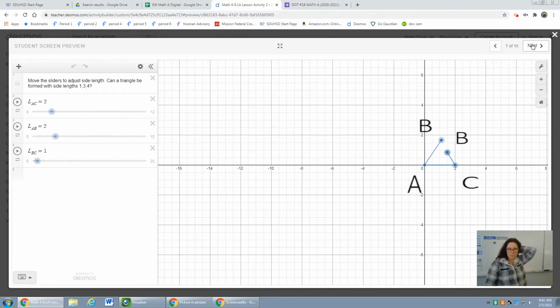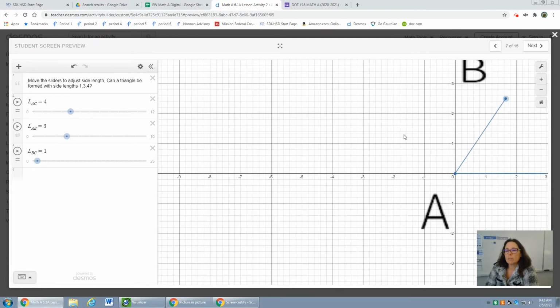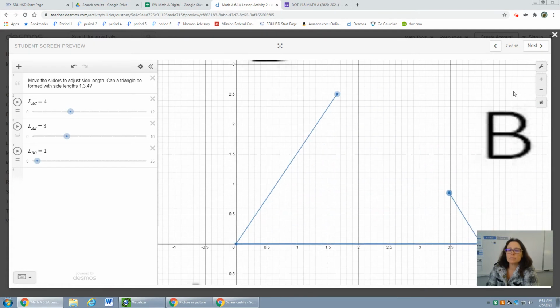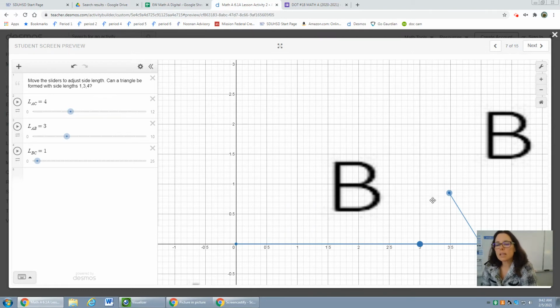Okay, the next one, 1, 3, 4. Doesn't matter which one you let be 1 and which one you let be 3, which one you let be 4, that doesn't matter. Let me blow this up. What do you think? This kind of just closes down on itself, doesn't it? Where did that one line go?